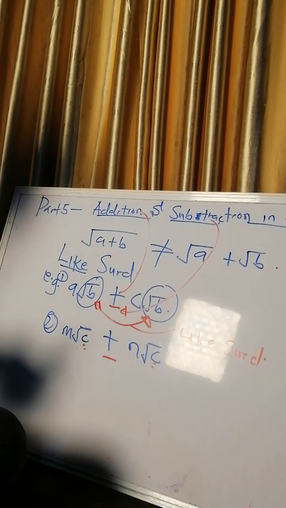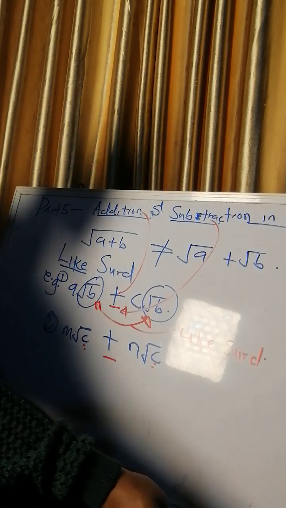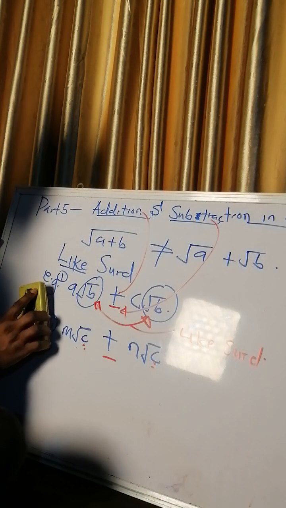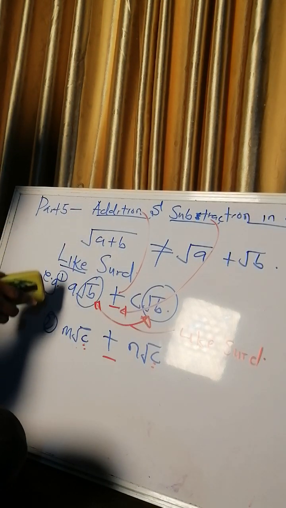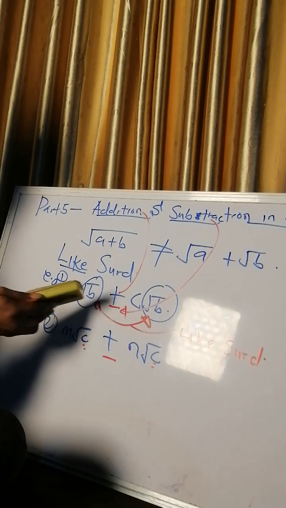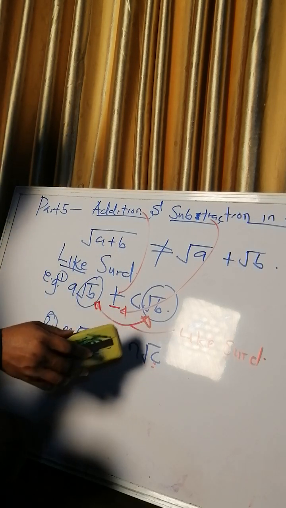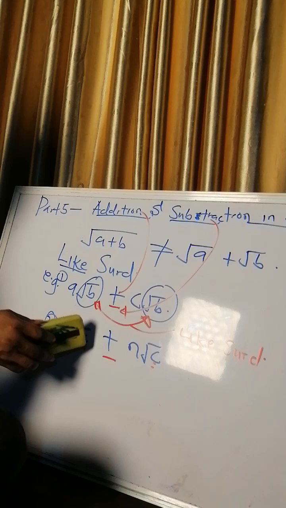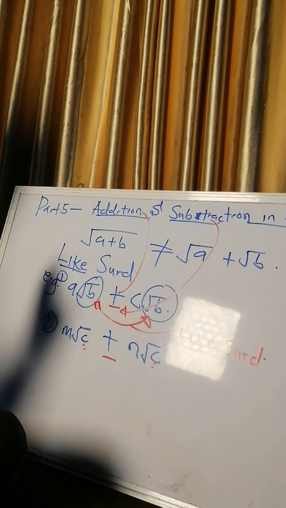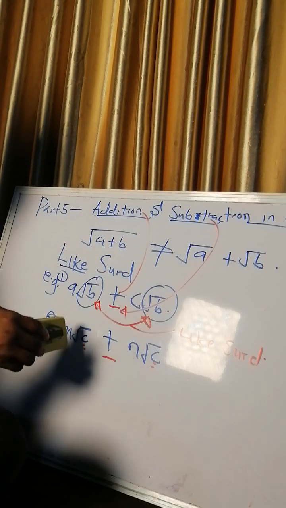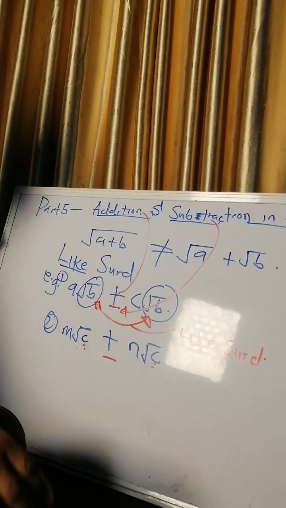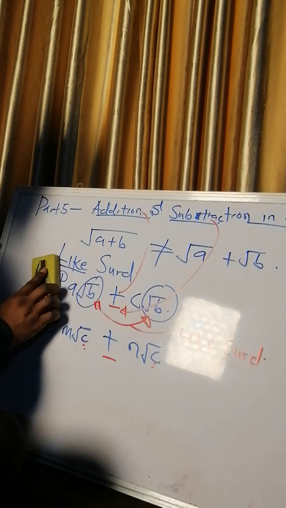That is the condition I made mention of in my part 3 or part 4 presentation. They must be of like sort. So I hope the like sort is clear now. And the plus or minus I put here means the question can come in the form of subtraction, or it can also come in the form of addition.